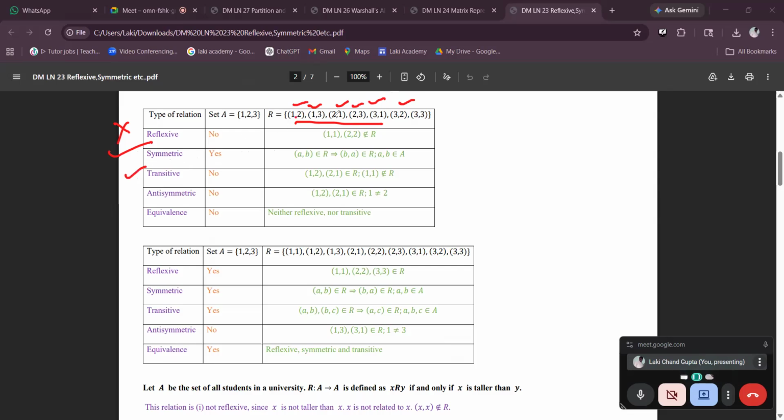Transitive. 1, 2, 2, 1. This is not transitive. Why? Because 1 is related with 2, and 2 is related with 1, so 1 must be related to 1. But 1, 1 is not there. So this is not transitive. If any one of the 3 does not hold, you can say this is not an equivalence, right? 1 comma 2 is there and 2 comma 1 is there, but 1 is not equal to 2, so not antisymmetric, right?